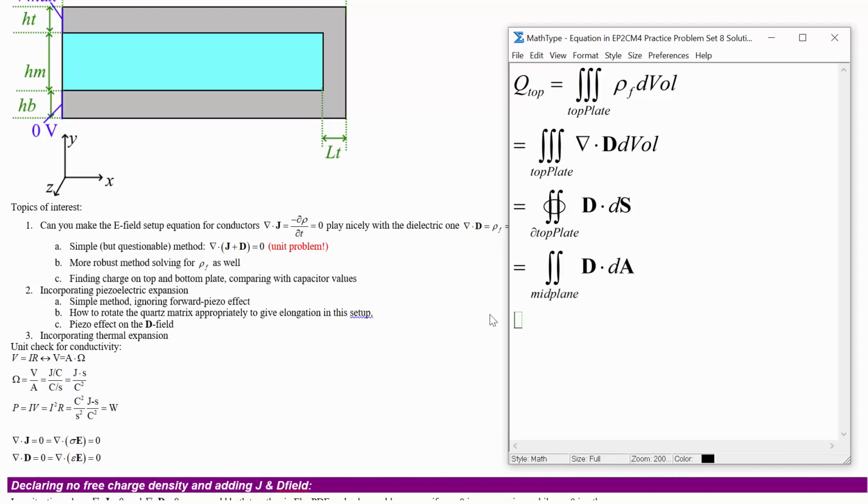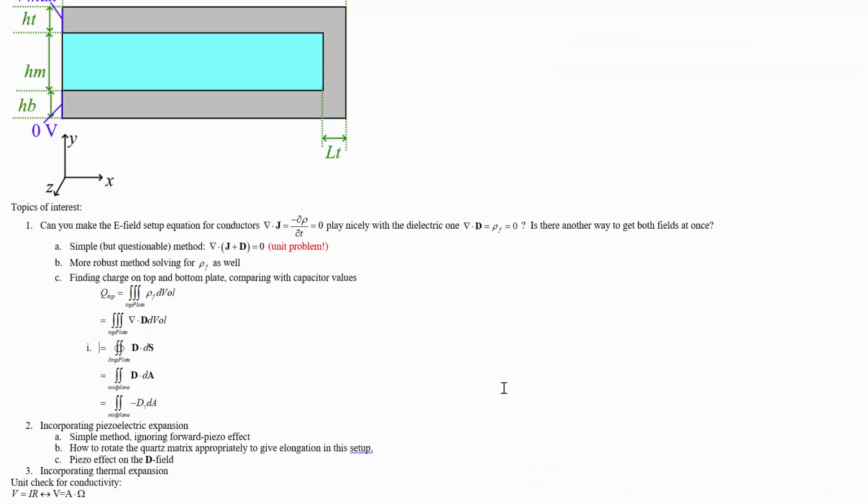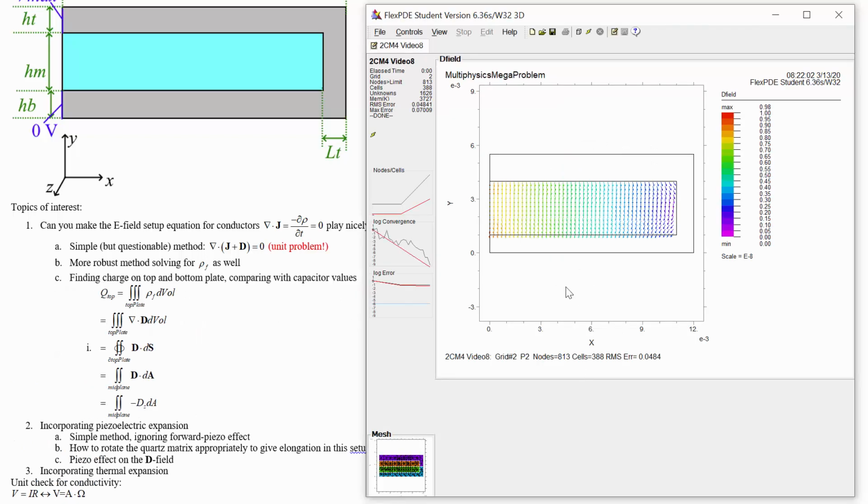And since the midplane's normal, this is like some plane across the center of this, the midplane's normal vector is just pointing in the downward direction, then this is going to be equal to the area of the midplane times, well, not times, so we can get rid of the dot product here by saying negative D field, maybe D field z, times the area, no longer a vector integral. Okay, so that's what we're going to be thinking about to find this charge.